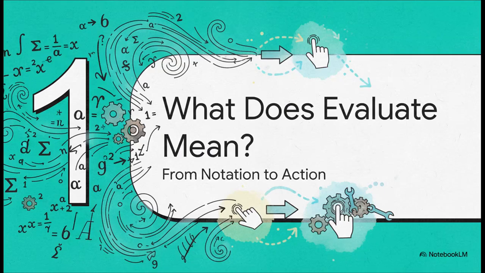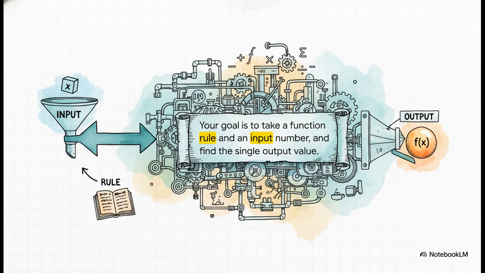All right, first up, let's turn that weird-looking math notation into a simple, straightforward action. Here's the whole deal in a nutshell. You get a rule, think of it like a recipe, and you get an input, that's your ingredient. All you have to do is follow the recipe with that one ingredient and get your final dish. One number goes in, and just one number comes out.